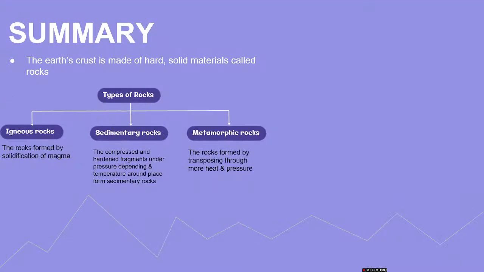So today let us see the summary of today's class. That is, the earth's crust is made up of hard solid material called rocks. There are three types of rocks: igneous, sedimentary and metamorphic rocks. Please take note of this. So I request you all to take note of it, because these are important points mainly.